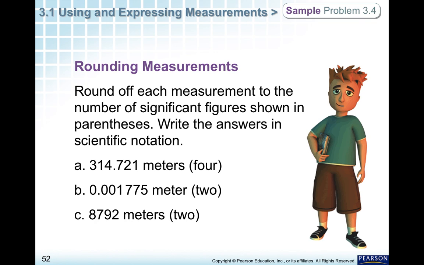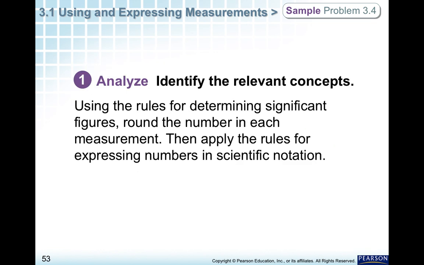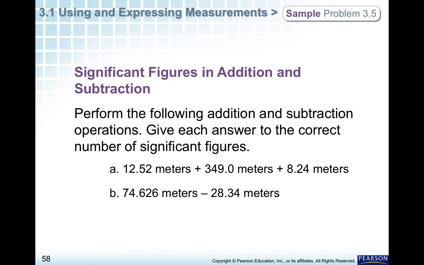So in this case, if I wanted to round this to 4 significant figures for A, it would be 314.7. If I wanted to round B to 2 significant digits, it'd be 0.0018. And in C, it would be 8,800 meters, 2 significant digits. Okay. So they go through lots of detail.